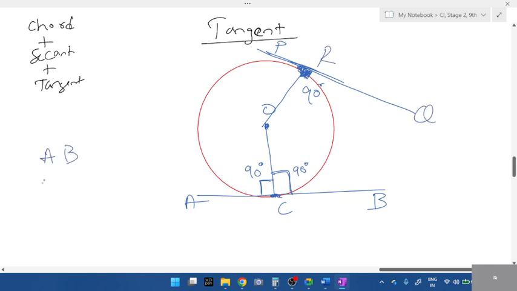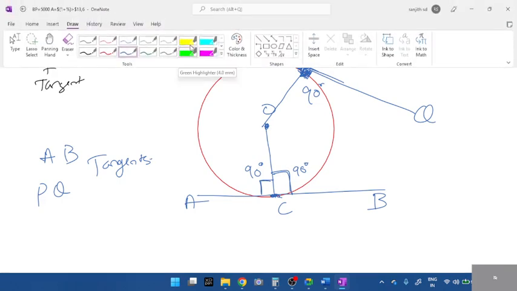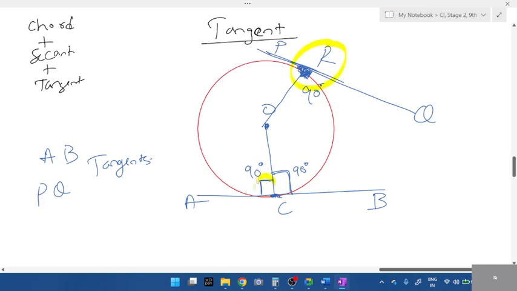So your AB and PQ are the tangents. Okay. R and C are the points of contact. Point of contact. Not connecting, point of contact.